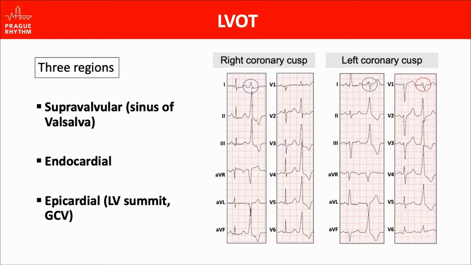The main differences between RCC and LCC morphology of the PVCs is in lead 1. Since the RCC is rightward to the RVOT, it produces a more positive QRS in lead 1. In contrast, the QRS in the PVCs coming from the LCC has a more biphasic QRS complex with dominant negative deflection.